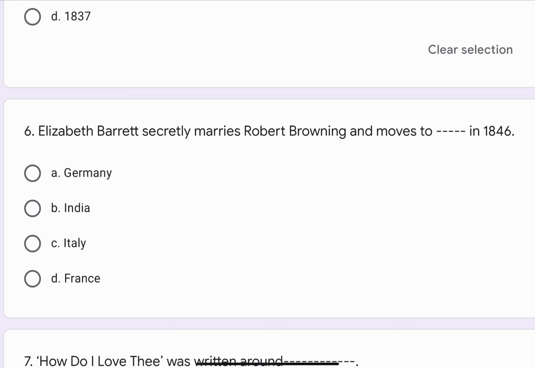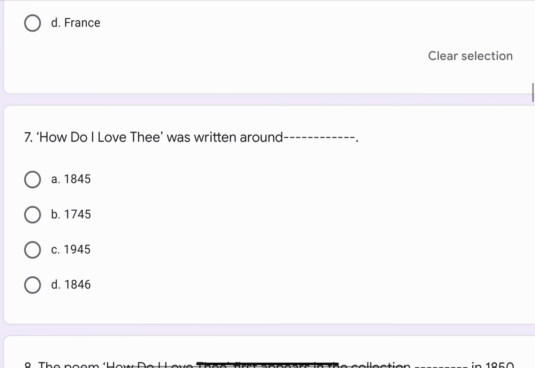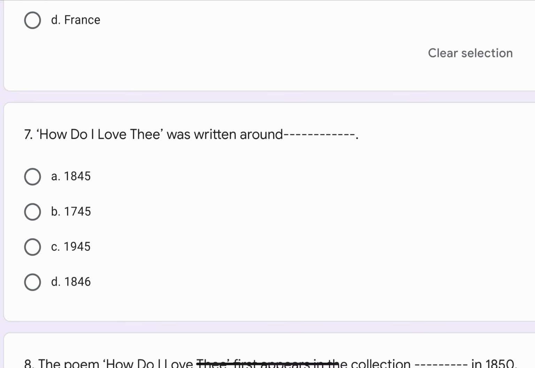Question number 6. Elizabeth Barrett secretly marries Robert Browning and moves to dash dash in 1846. Options are A. Germany, B. India, C. Italy, or D. France. Correct option is C. Italy.